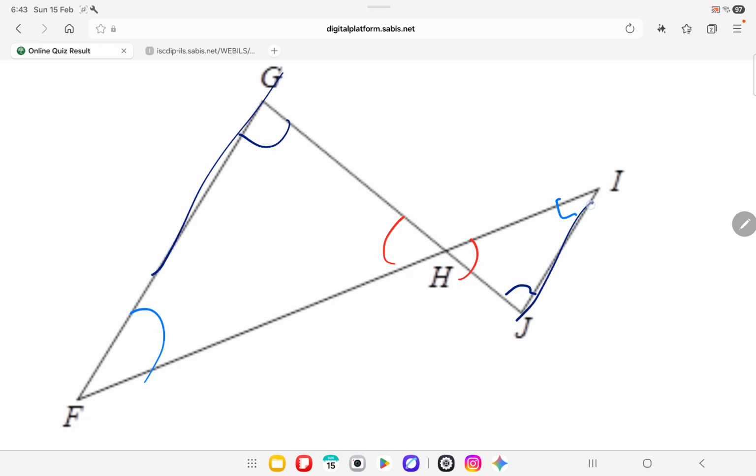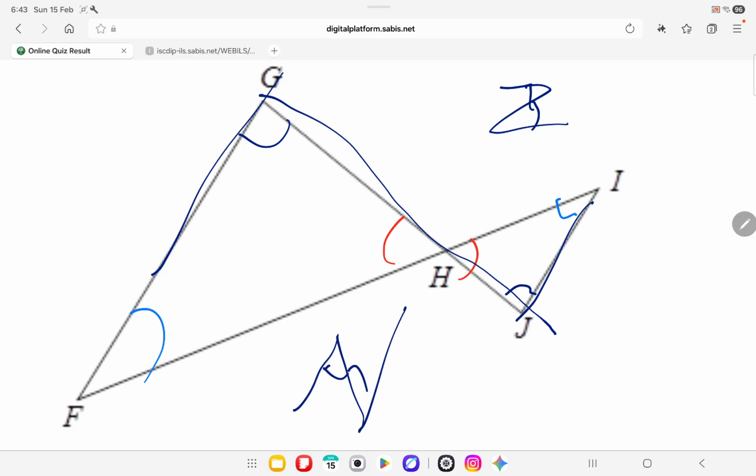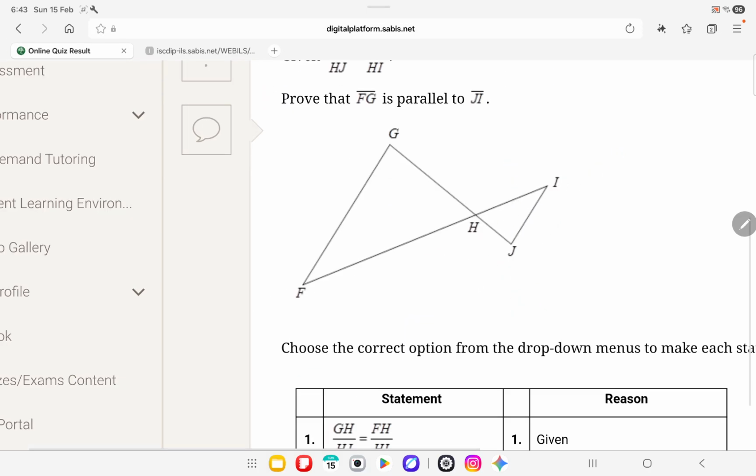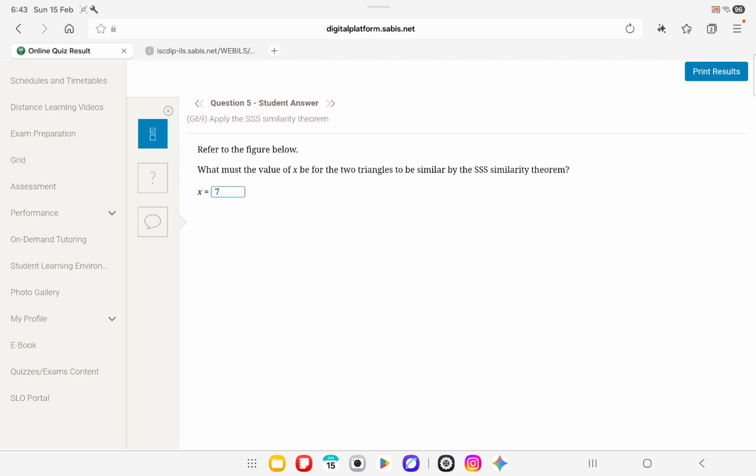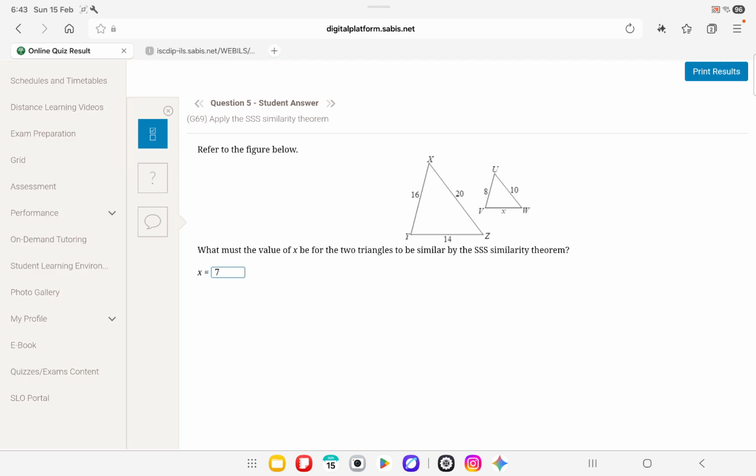We draw the lines and we check if it's a Z. If it's a Z, then it's alternate interior, which is what it is. It's just a Z like this. Okay, that's it. It's very easy. Next. It's so easy. Same thing, basically.